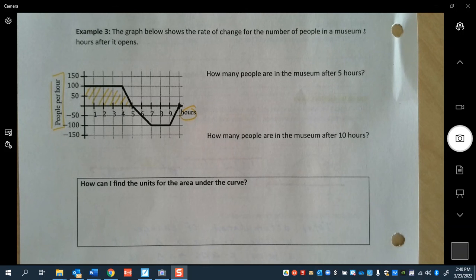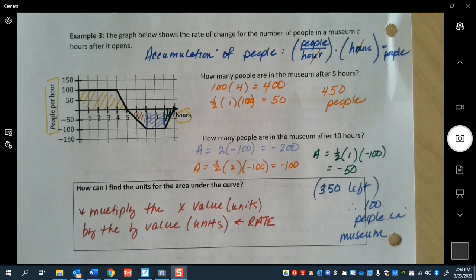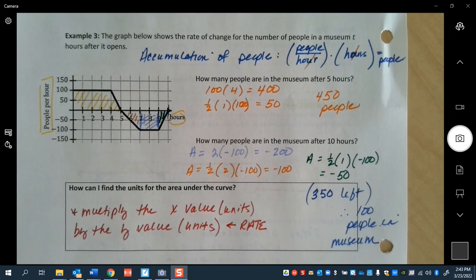All right, tackle this problem with your friends. Go. All right, so the way I have it is we need to go find the 100 people that haven't left yet and get them out after the museum's been open. So 400 people came in, 450 people came in, 350 people left, so there's 100 people left in the museum. When we're looking for our units for that area under the curve, that's going to represent the product of your x and y units.